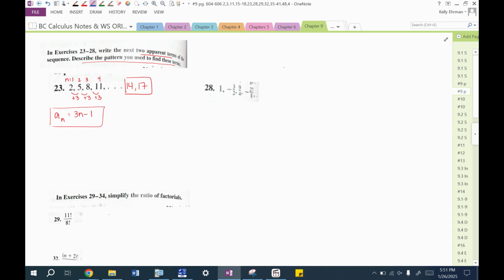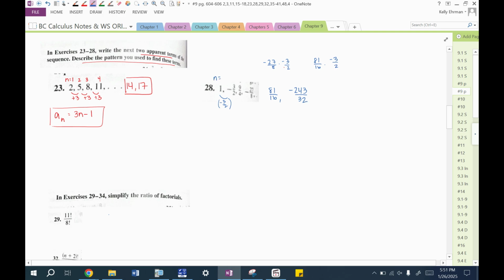For the next one, I'm not adding or subtracting, but this looks to be like we're multiplying. So what do I need to multiply 1 by? Multiply by -3/2. And if I keep doing that, I do get to the next term. So the next two terms: if I multiply -27/8 times -3/2, nothing cancels. I get +81/16. And if I multiply that by -3/2, again, nothing cancels. I get -243/32.